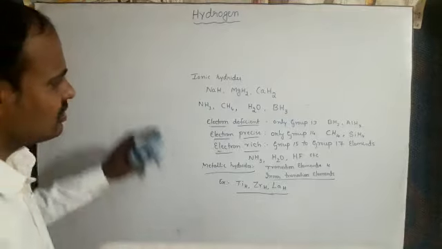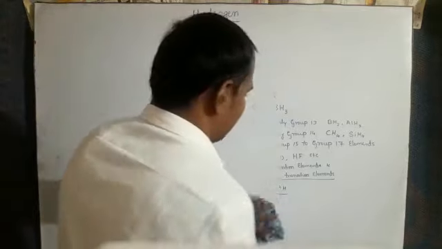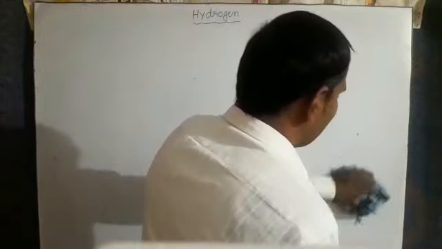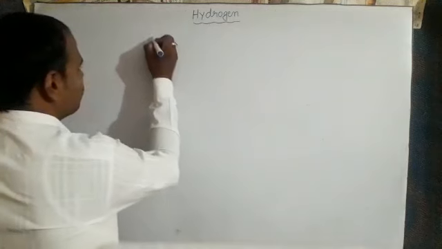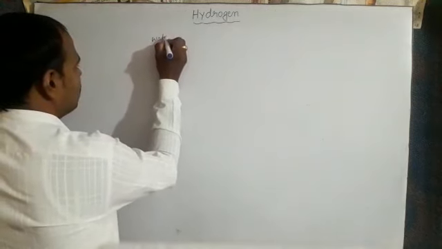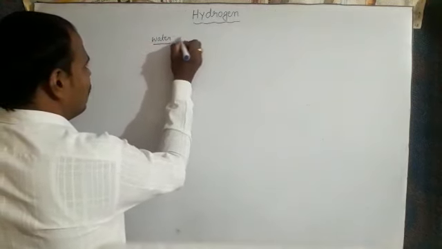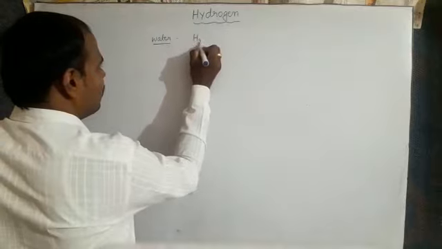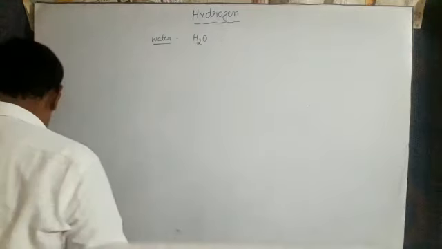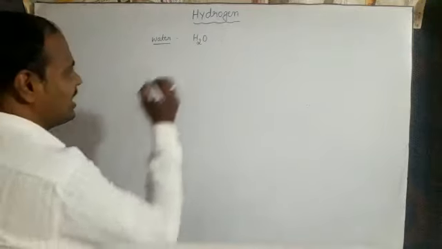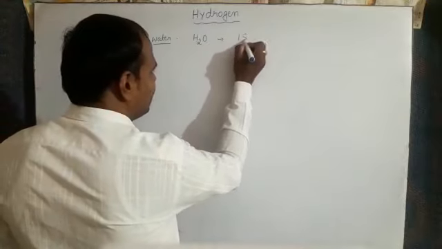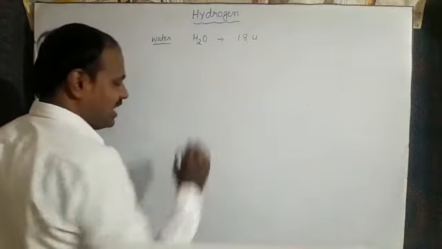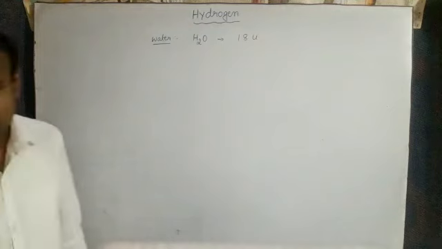And the next concept is water. What is the molecular formula of water? H2O. The next compound of hydrogen is water. The molecular formula of water is H2O and its molecular mass is 18 u, or 18 gram.